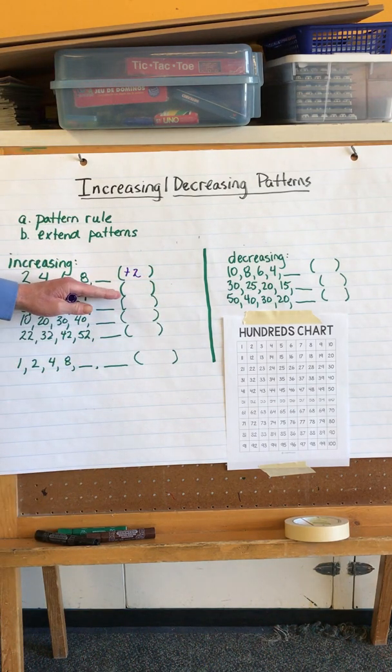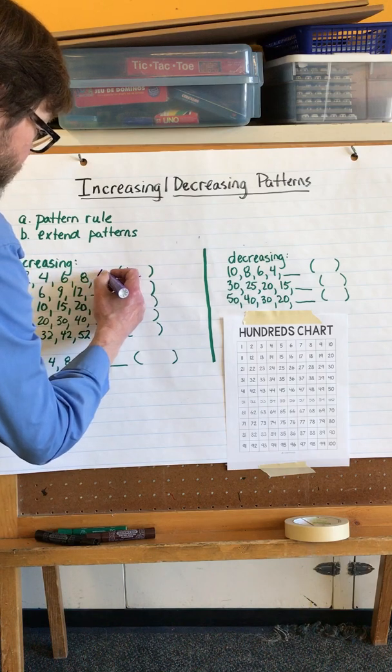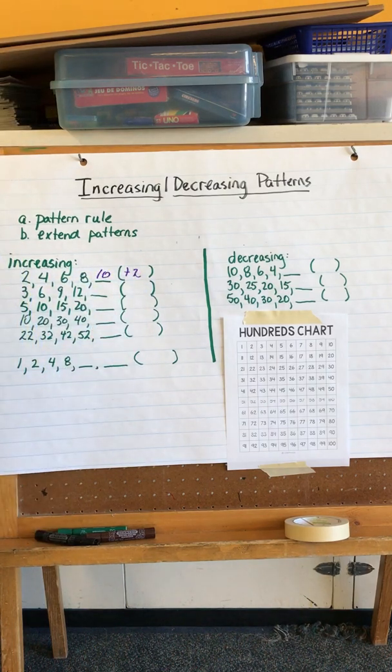But in the second activity, I'm going to have to extend my patterns. So I know this is a plus 2 pattern. I'm going up 2 every time. So to get the next number from 8, I'm going to count up 2: 1, 2, up. My next number is 10. Okie dokie, that should be reviewed.